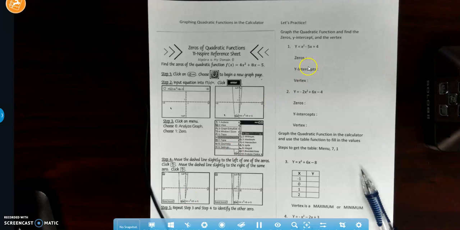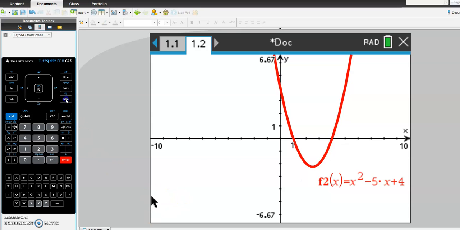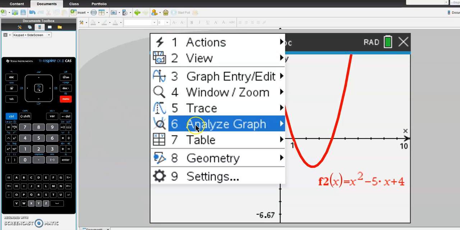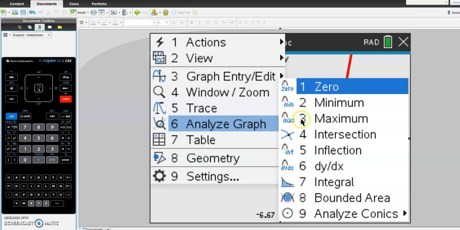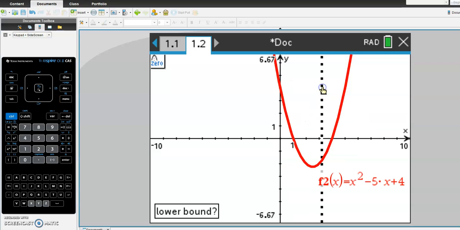The first thing that we're going to look for is the zeros. It's got the instructions over here on how to find the zeros, which are again the X-intercepts. So how we do that is we're going to go to Menu, Analyze Graph, so number 6. You're going to find a zero.